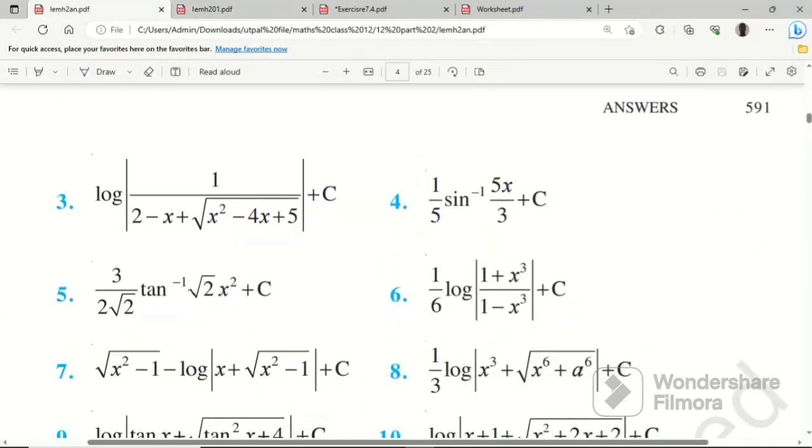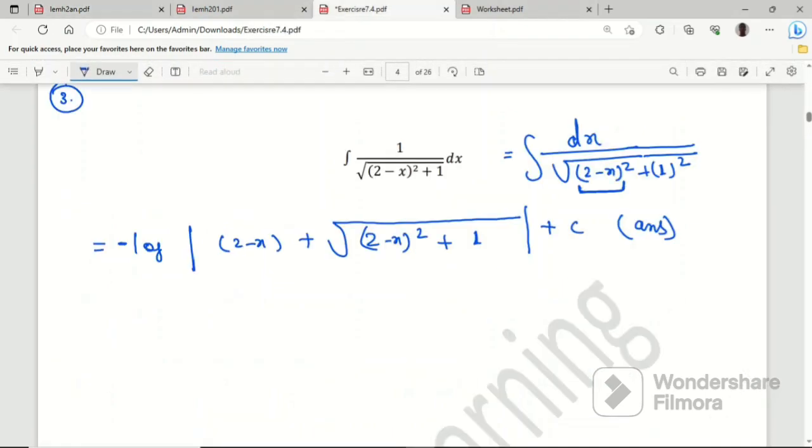So the third answer is log 1 upon 2 minus x under root x square minus 4x plus 5. Okay, what are we getting? They have expanded this and brought the negative inside. See, this is the property of log. If the base is a and x is to the power n, it goes outwards: log a to the base a of x. If the power is on x, it goes outside in multiplication.